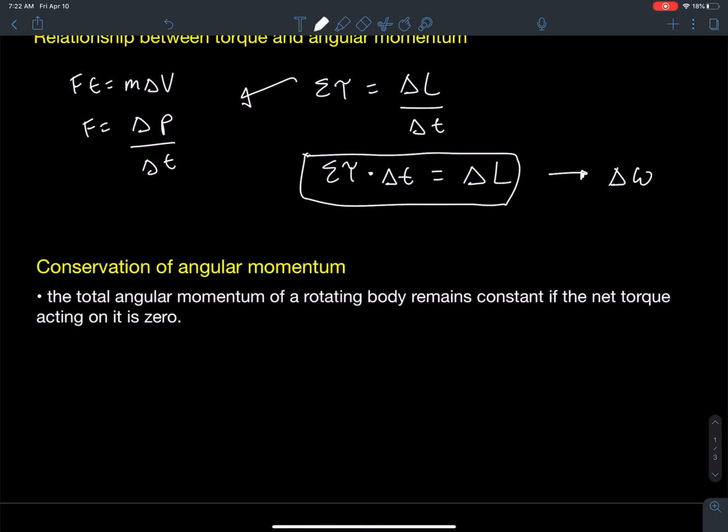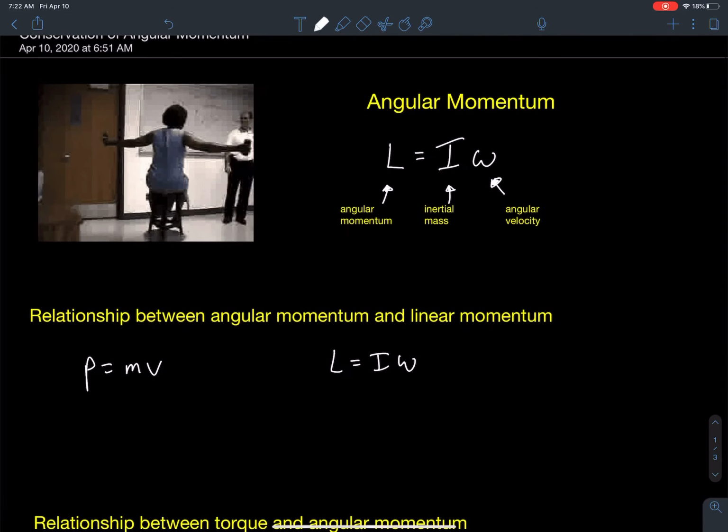The total angular momentum of a rotating object remains constant if the net torque acting on it is zero. It's the same as conservation of linear momentum. As long as there are no external forces, the momentum of the system is going to remain constant. And that's what we're seeing over here. What this lady has to begin with, with her arms stretched wide out, let's say that's the angular momentum that she begins with.